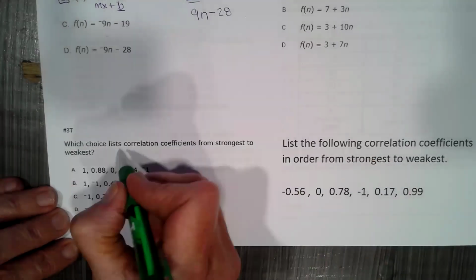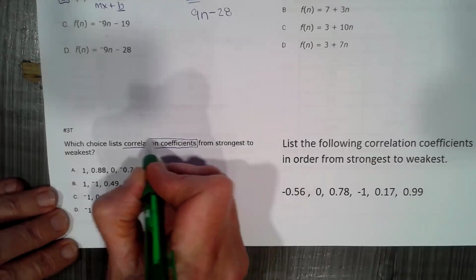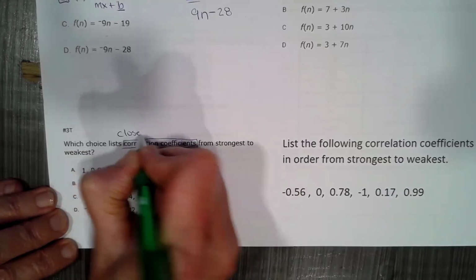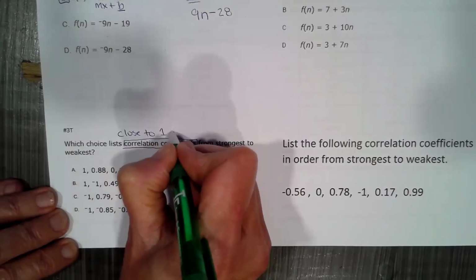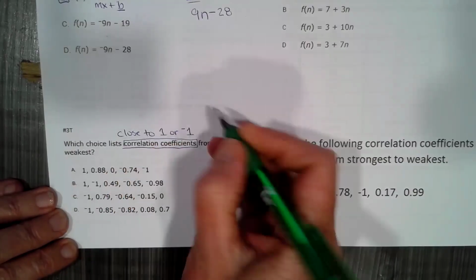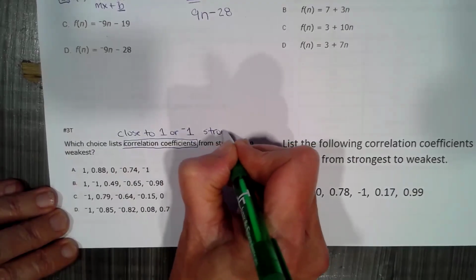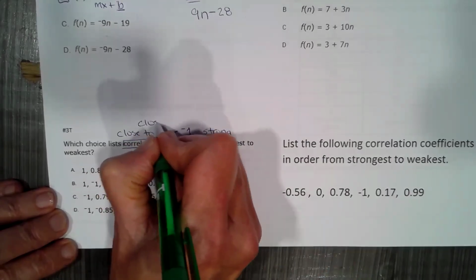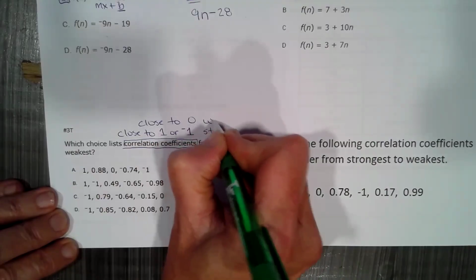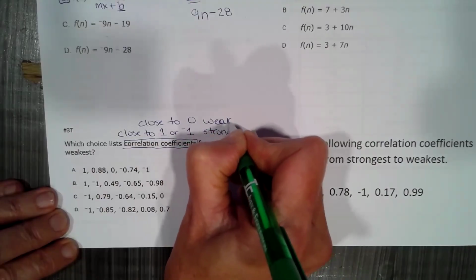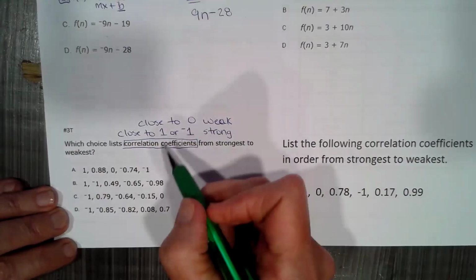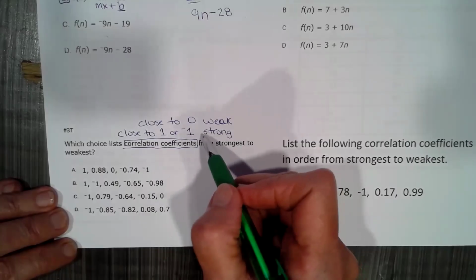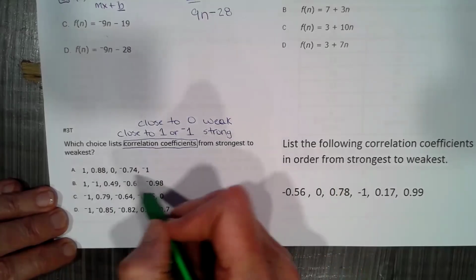Which choice lists, and here we go again, correlation coefficients. We have to understand that close to 1, and it doesn't matter if it's negative, so 1 or negative 1, it is strong. Closer to 0 is weak. So I kind of look at this as dollars. Like, the closer I am to $1, the stronger it is. And sometimes that helps people with the decimals here.